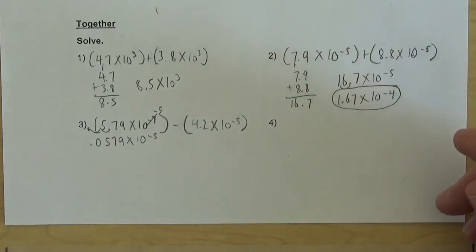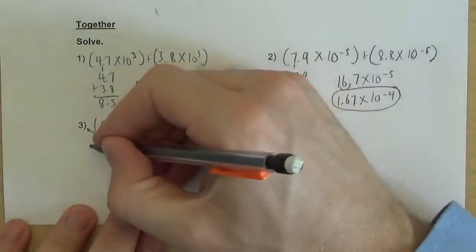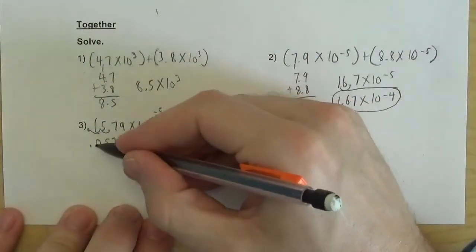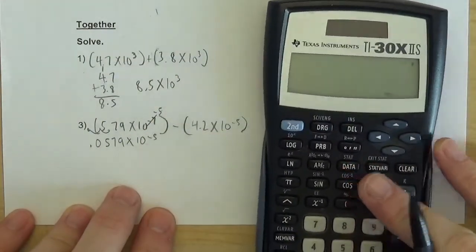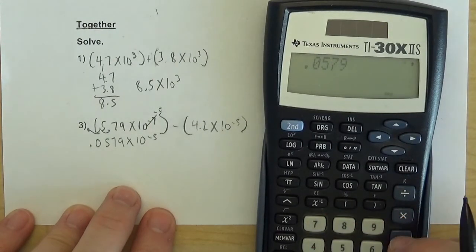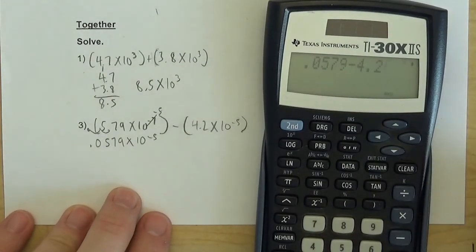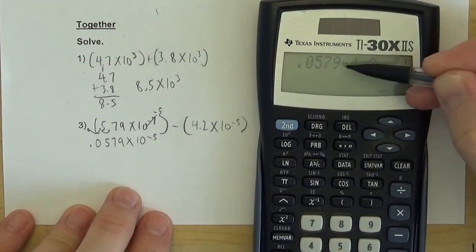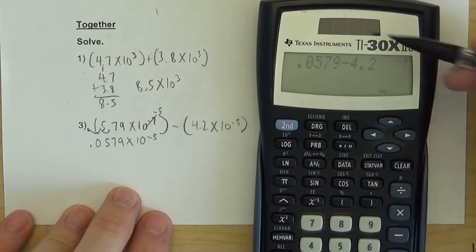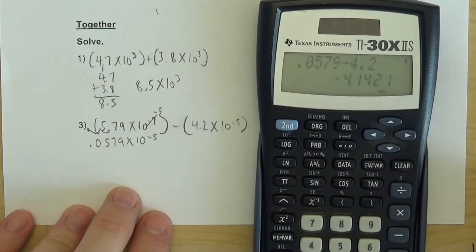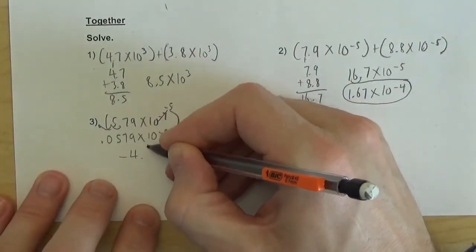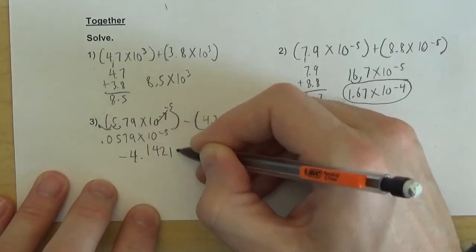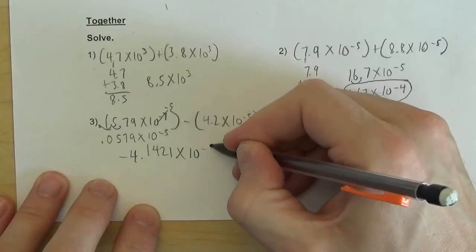I'm going to use my calculator for this because this is where things can get a little bit tricky. If you don't have your calculator, go ahead and get that. We're going to be subtracting the coefficients now: 0.0579 minus 4.2. Before we hit equals, I want you to notice something. The number we're subtracting is greater than the number we started off with. If we're subtracting more than we have, we will end up with a negative number, negative 4.1421. So we're going to write that down as our new coefficient, negative 4.1421 times 10 to the, and the exponent will stay the same, negative 5.